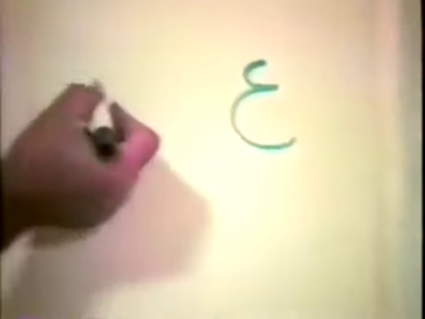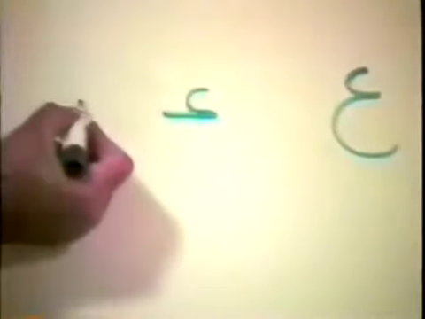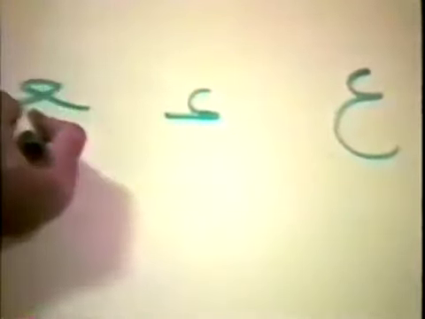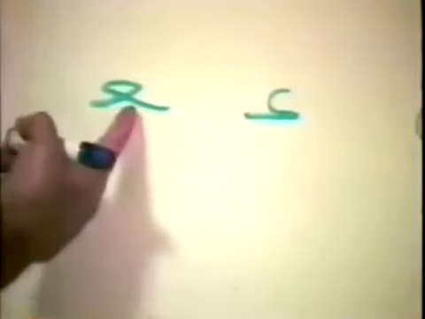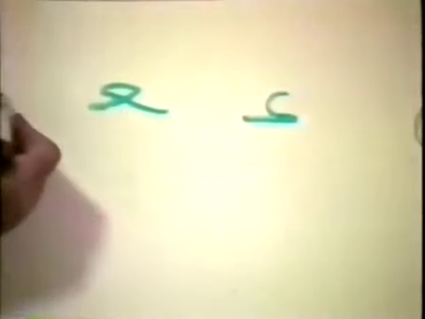The next letter is very interesting, the letter Ain. You know that it looks like this. At the beginning of the word, it looks like this. In the middle, now what's this? It looks like this. This is in the middle of the word. At the end, it looks like this. That's why I told you it's an interesting letter.